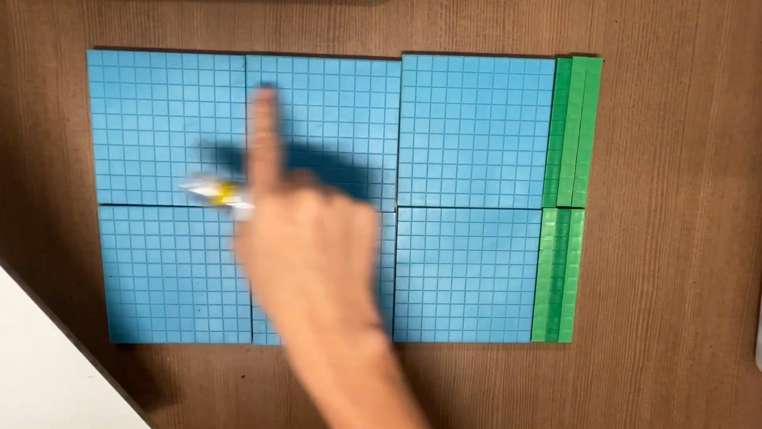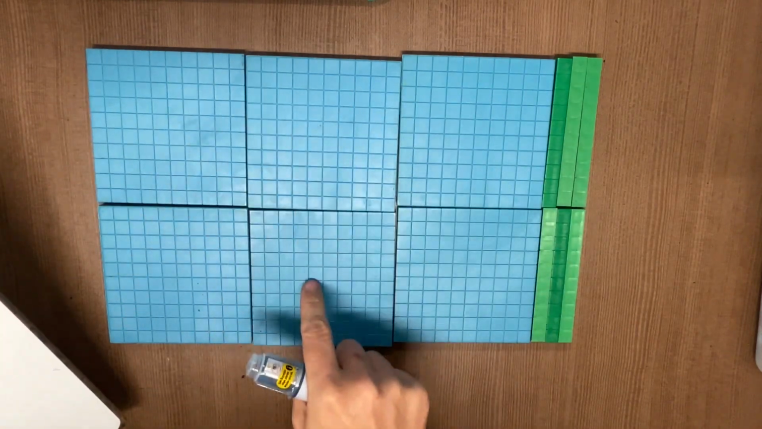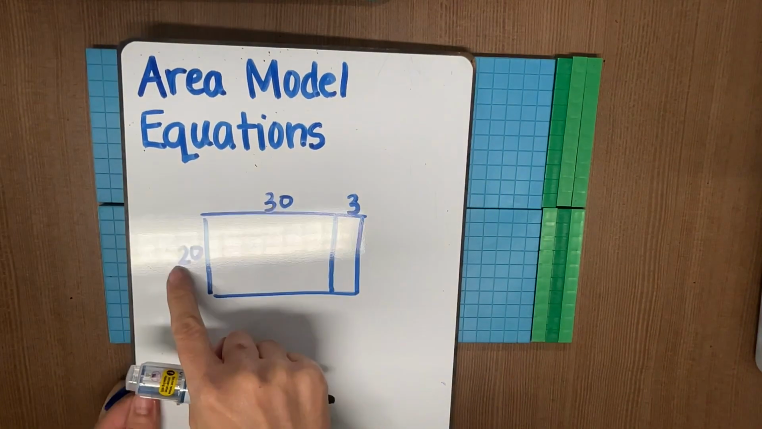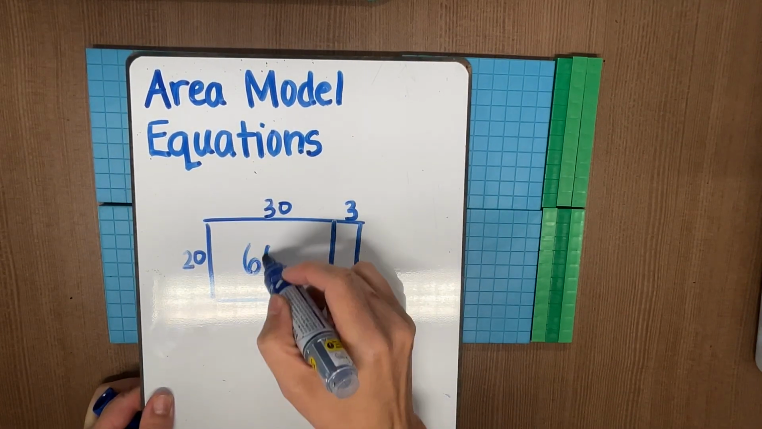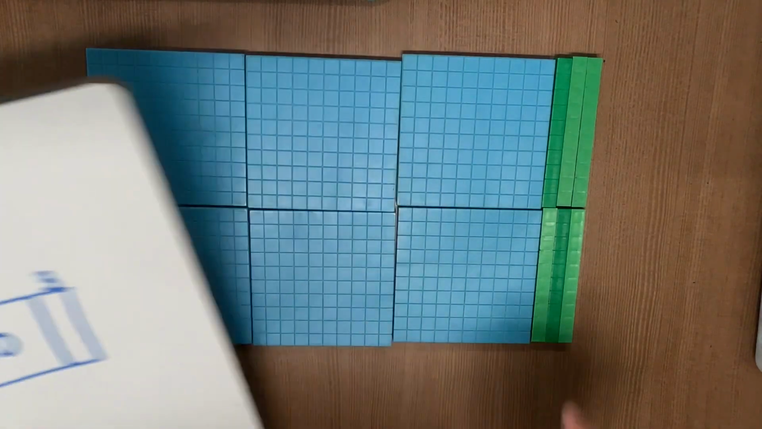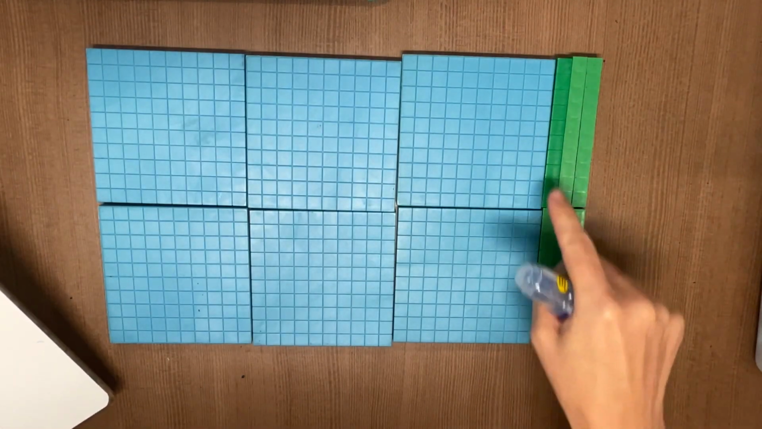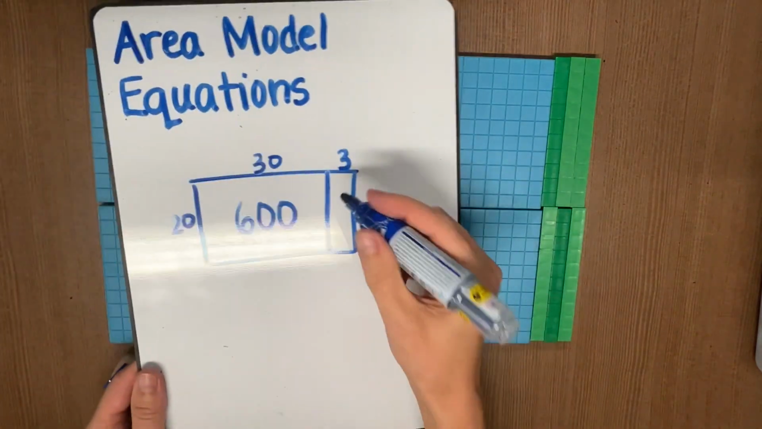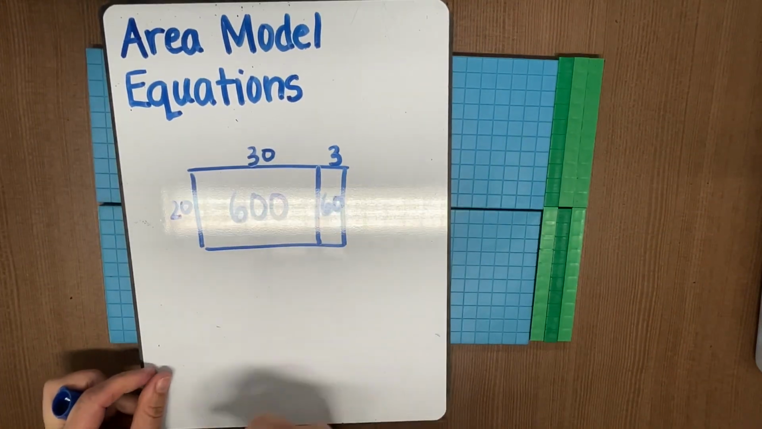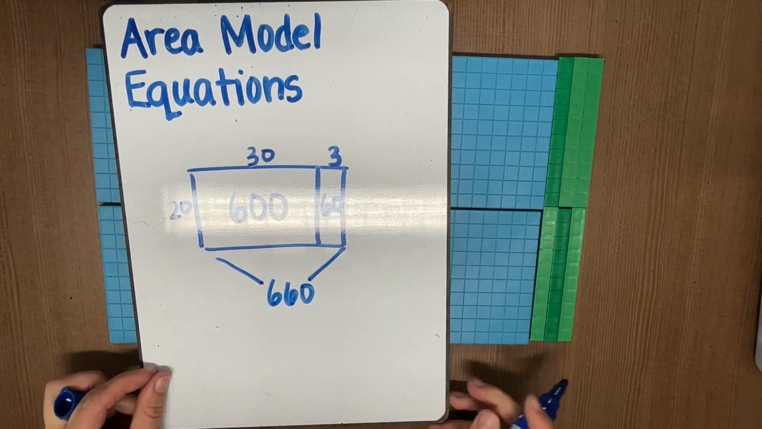Now if I look at my hundreds, it's 20 by 30, and I can see that is 600 because 2 times 3 is 6, so 20 times 30 is 600. In my tens place, it is 3 by 20, 10, 20, and I can see that is 30, 60. If I put it all together, that is 660.